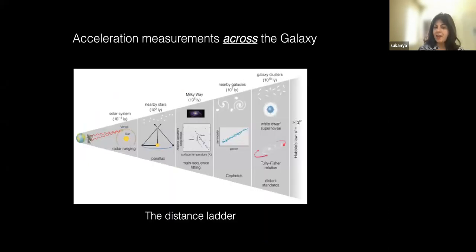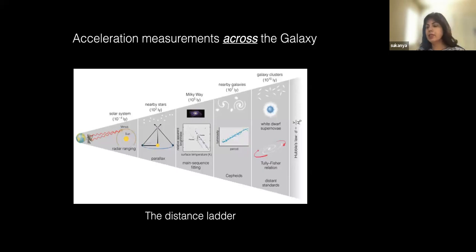All right, so in the remaining time, I'll just talk a little bit about some work that my student has done in developing a model that incorporates both the direct acceleration measurements as well as kinematic methods to ultimately produce acceleration measurements across the galaxy. And this is inspired by the distance ladder, right, where we're calibrating indirect measures of the distance, let's say from Cepheids, to the most direct geometric measure of the distance, the parallax.